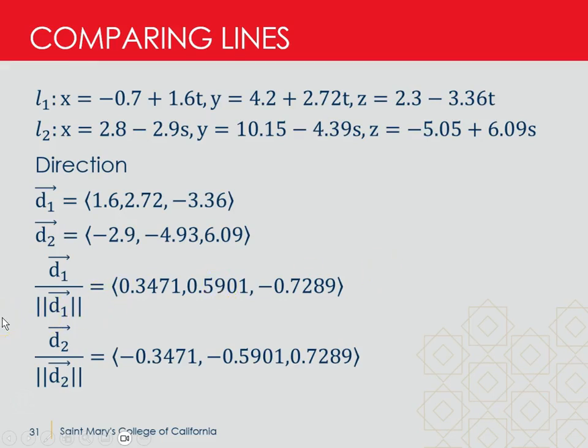But we have to go a bit further than that, right? Just because they're parallel, are they the same line, or are they parallel but apart? If they're the same line, all their points would be the same. All the points would be on both lines. If they're parallel but not the same line, then none of their points would be in common.